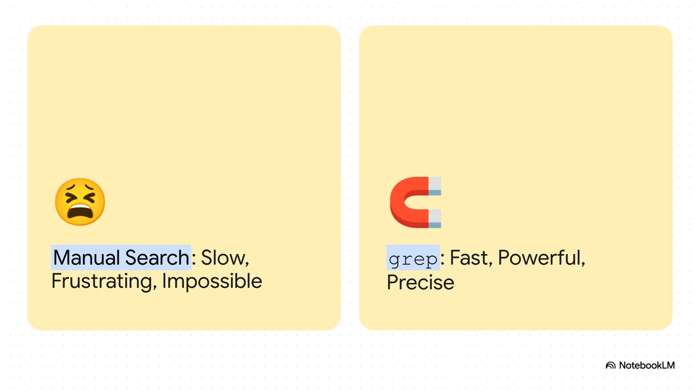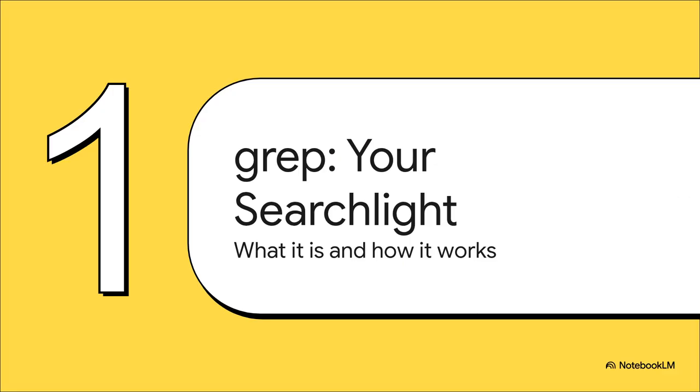I mean, you could try searching manually, but let's be honest, that's slow, it's beyond frustrating, and with a file that big, it's impossible. Or you could use grep, which is fast, powerful, and surgically precise. It's really the difference between looking for a needle in a haystack with your bare hands versus just using a giant magnet. So let's talk about this giant magnet.